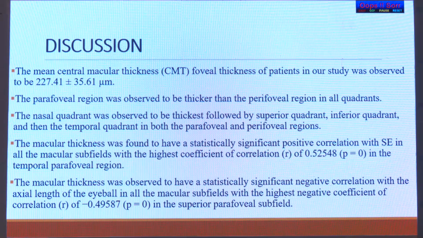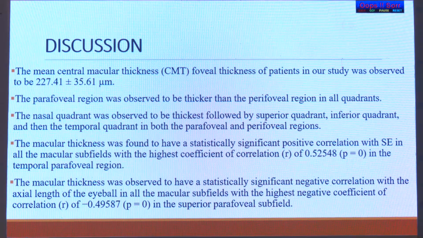And coming on to the discussion, the central macular thickness was 227.41. The parafoveal region was observed to be thicker than the perifoveal region. The nasal quadrant was observed to be thickest, followed by the superior and inferior quadrants and the temporal quadrant. The macular thickness was found to have a statistically significant positive correlation with the SE, and a statistically significant negative correlation with the axial length.